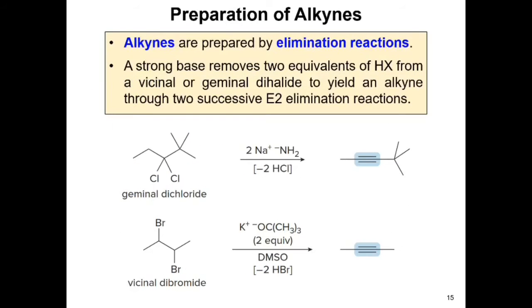In one of the previous chapters, you learned that alkynes can actually be prepared via elimination reactions. So if you have a geminal dihalide or a vicinal dihalide undergoing two successive E2 elimination reactions will result in the formation of an alkyne. So here we have a geminal dichloride reacting with a strong base. And after two successive E2 elimination reactions, what we get is an alkyne, in which the triple bond is between the second carbon atom and the third carbon atom.